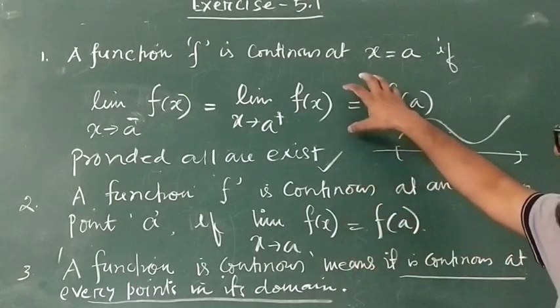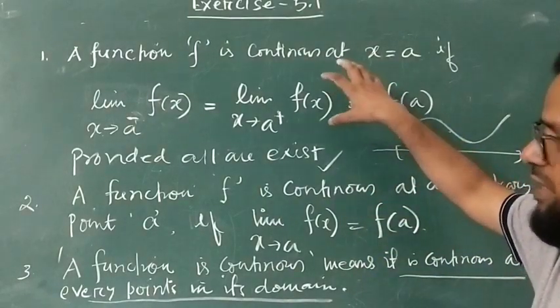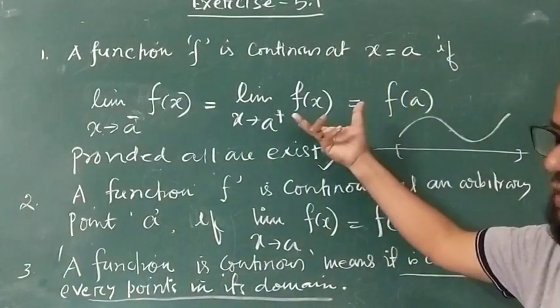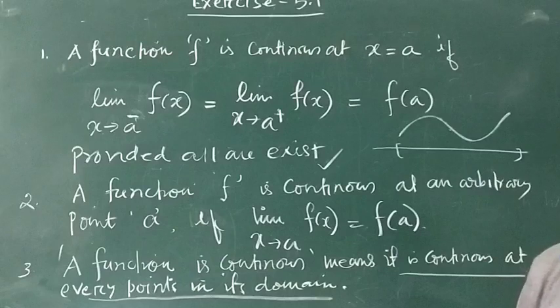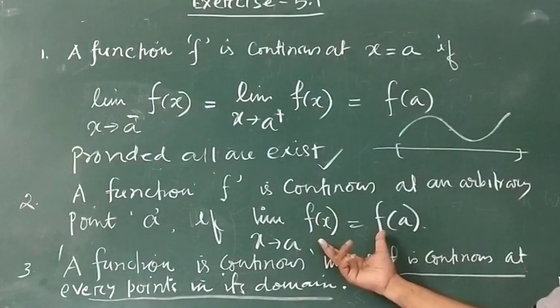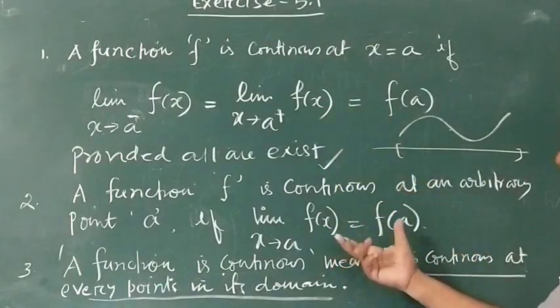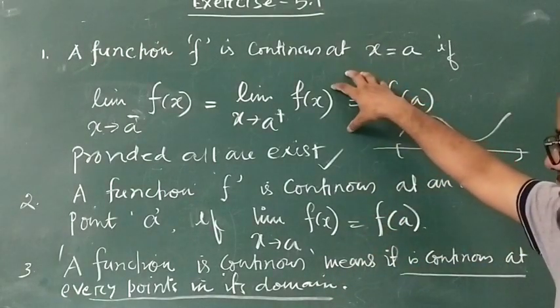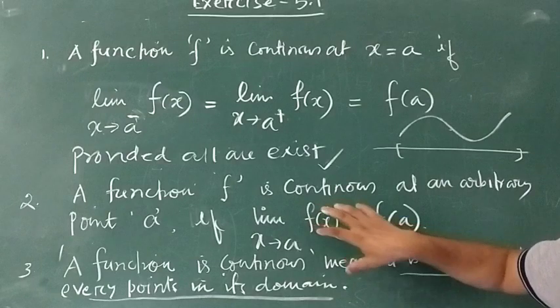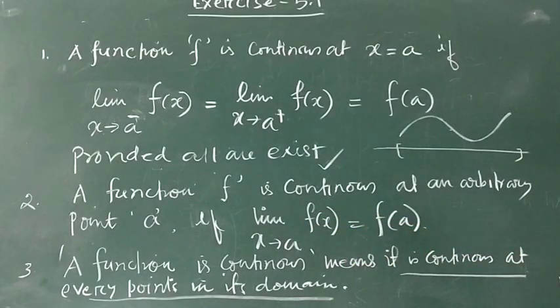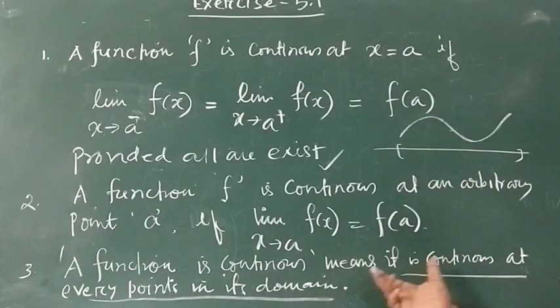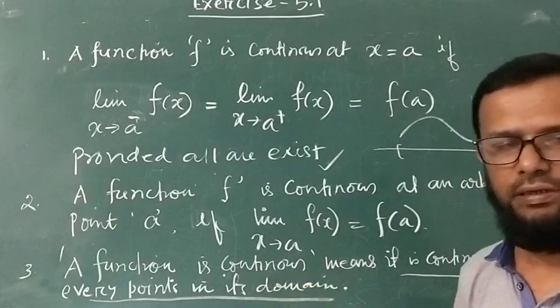To understand this concept, we discussed a few examples. This definition and that definition are the same definition, but from an application point of view, for a particular point you use this one, and for a general point you use that one. That is the distinction you have to remember. From this graph it is very clear that a function is continuous means it should be continuous at each and every point.